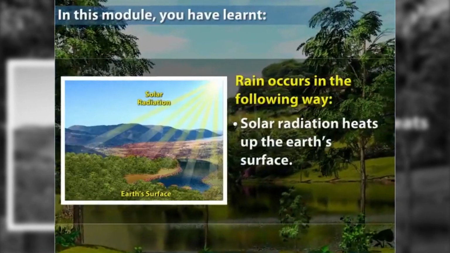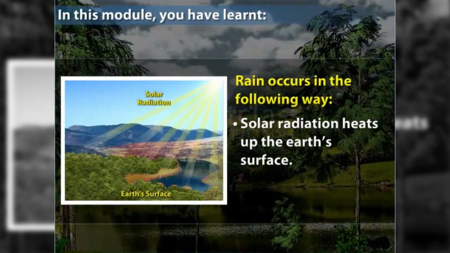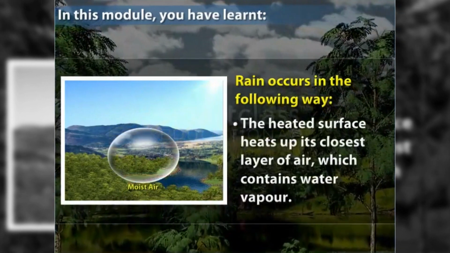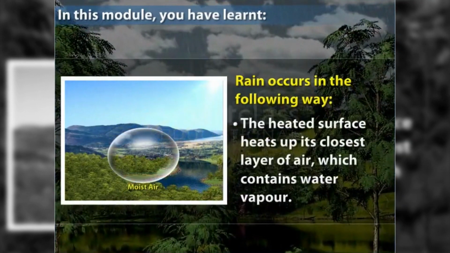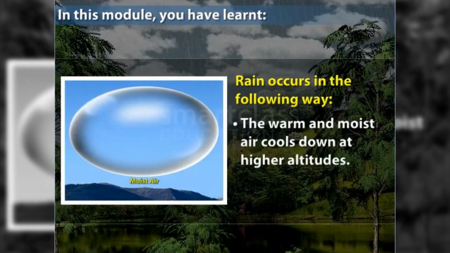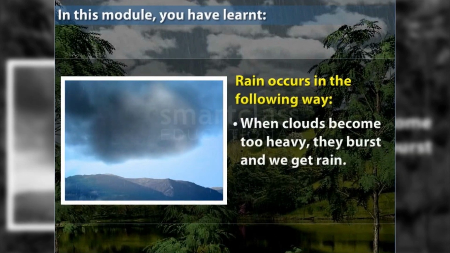In this module you have learned rain occurs in the following way. Solar radiation heats up the Earth's surface. The heated surface heats up its closest layer of air, which contains water vapor. Warm and moist air expands and rises. The warm and moist air cools down at high altitudes. When air cools down, water vapor in the air changes into water droplets and forms clouds. When clouds become too heavy, they burst and we get rain.